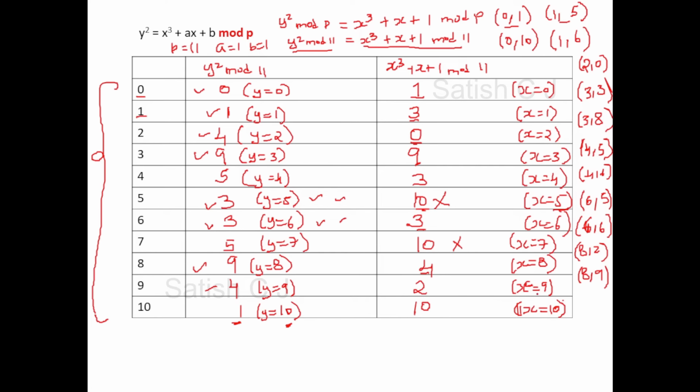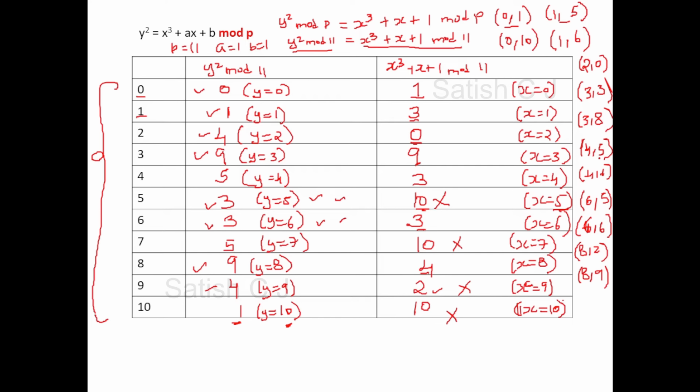And when x is equivalent to 9, we get a 2 here. Is there a 2 this side? When you scan this, you don't have a 2. So we'll discard this point. When x is equivalent to 10, you have the output as 10. Is there a 10 here? You don't have a 10 on the left hand side. So we'll discard this point. So finally, what are the points we have arrived at? It's 0, 1, 0, 10, 1, 5, 1, 6, 2, 0, 3, 3.